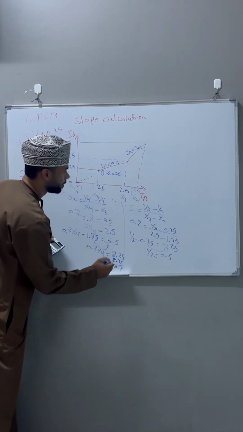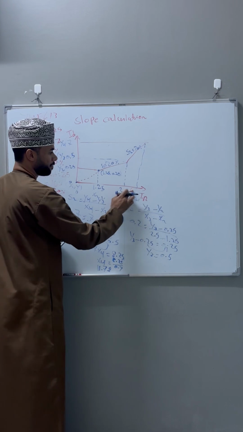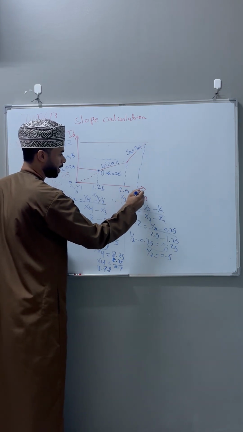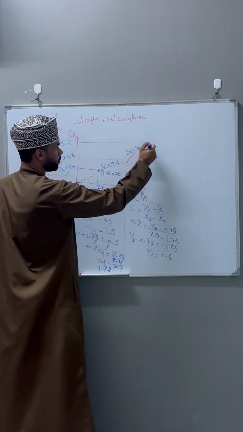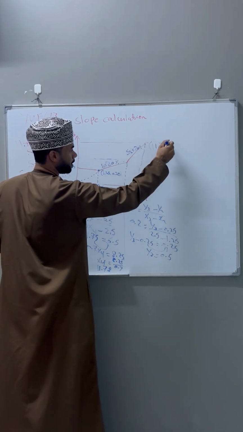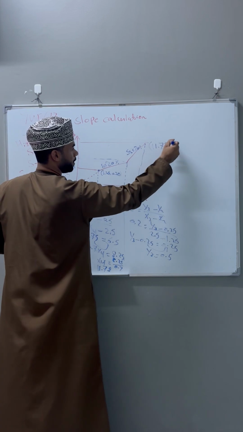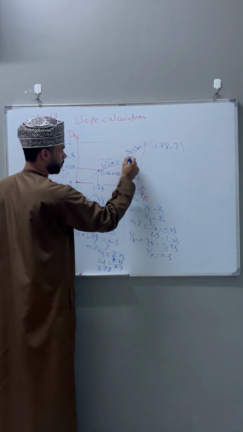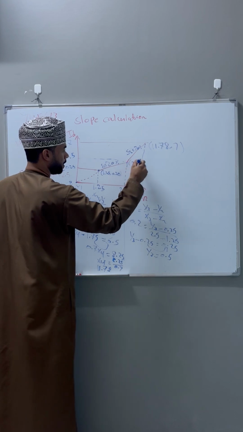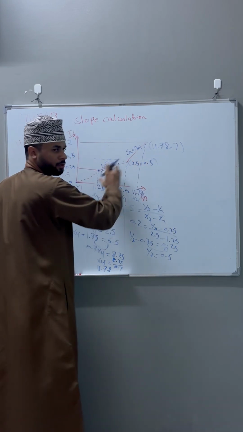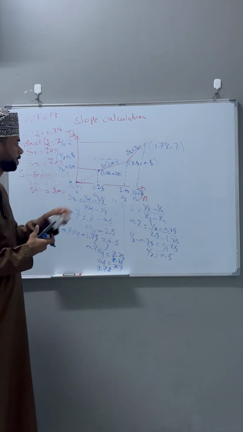11.78. So this point here I found, it is 11.78, and here y will be 7. Okay, and this point we have here 2.5, and here we have 0.5. So I found all the points on the slope.